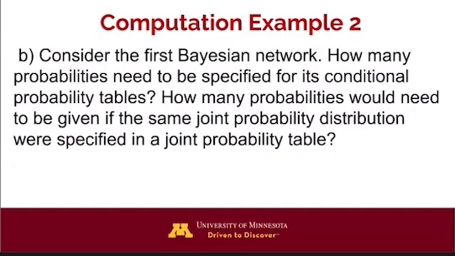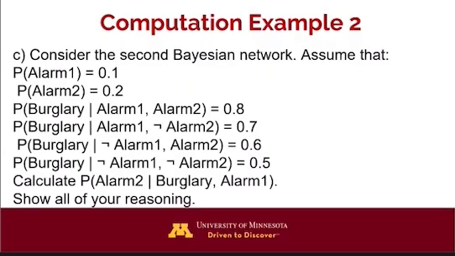Now consider the first Bayesian network. How many probabilities need to be specified for its conditional probability tables? I've seen a lot of exam questions like this. How many probabilities would need to be given if the same joint probability distribution were specified in a joint probability table? Okay, please pay attention.